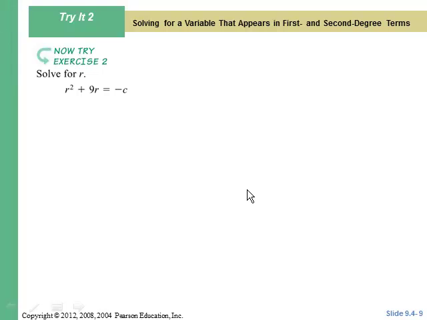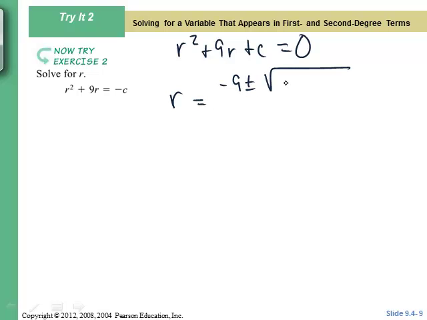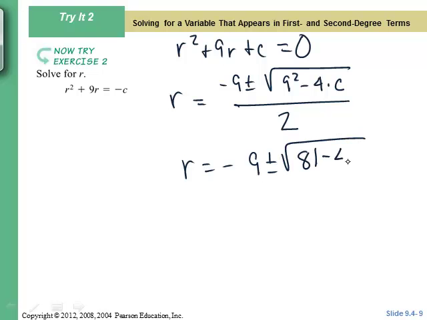So you try this one. First of all, get the r squared plus 9r plus c, so that 0 is on the other side. We want it in standard form to use the quadratic formula. r equals negative 9 plus or minus the square root of 9 squared minus 4 times 1 times c, over 1 times 2. So r equals negative 9 plus or minus the square root of 81 minus 4c over 2.